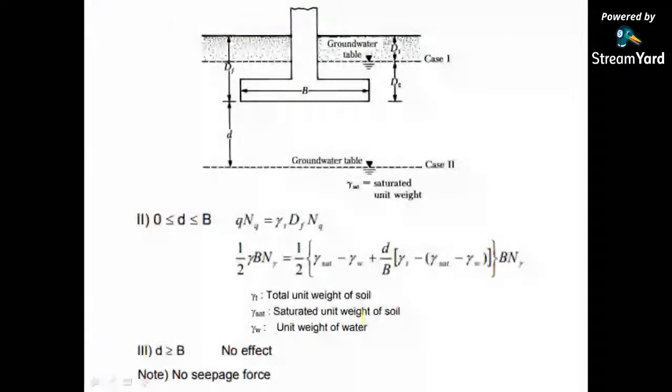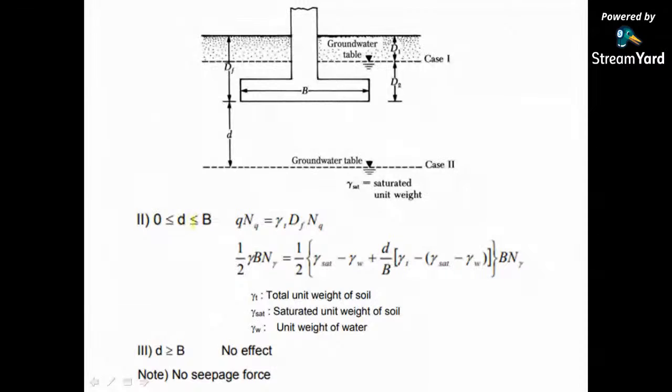Second case, if 0 is less than or equal to d less than or equal to B, and this condition holds, then q and Nq by this formula, and gamma by this formula, where gamma t is the total unit weight of the soil, gamma sat is the saturated unit weight of the soil, and gamma w is the unit weight of water. And third condition, when d is greater than or equal to B, there is no effect. When d is greater than B, no effect will be there, not harmful to the footing. So no seepage force is there.